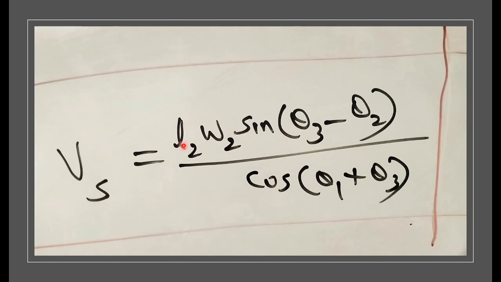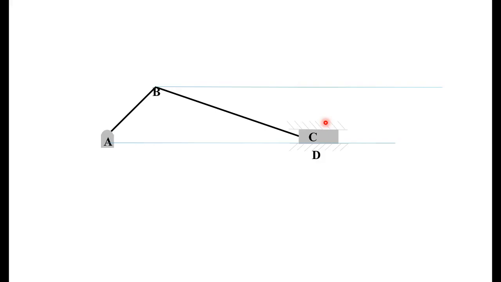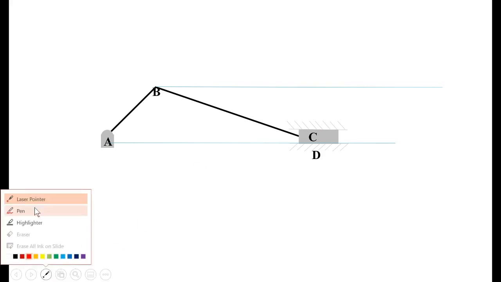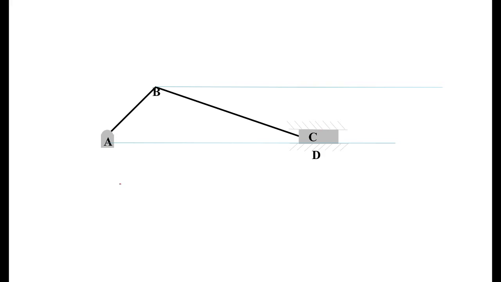Here L2 is the length of the crank, that is known. Omega 2 is the input velocity, that is also supposed to be known. Then we have three angles, theta 1, theta 2 and theta 3. Now you see which one is theta 1, which one is theta 2 and which one is theta 3. Theta 1 is the inclination of this link. Which link? Fixed link. So the inclination of the fixed link is theta 1. So I can write theta 1 equal to 0.